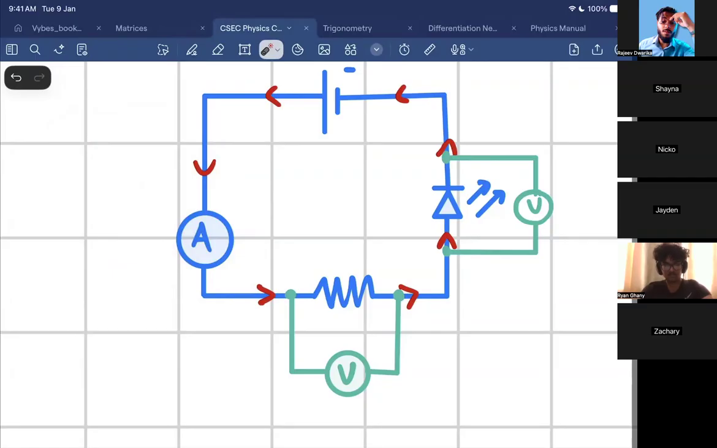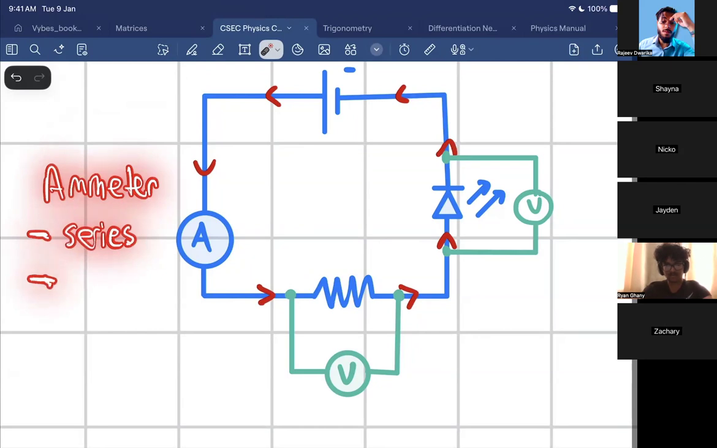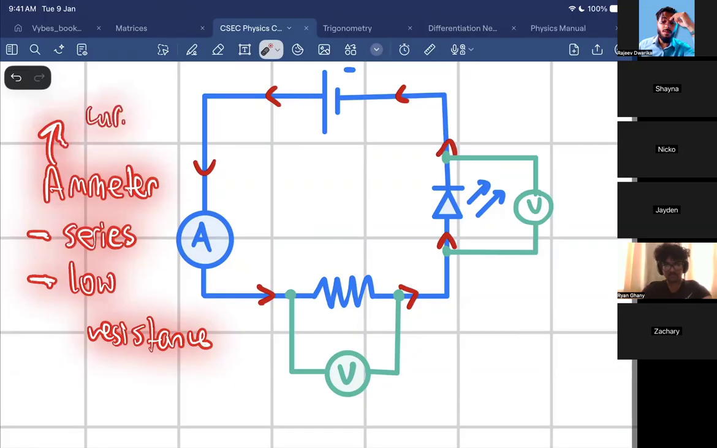So, long story short, when you are using an ammeter, it needs to be connected in what? In series. And should it have a high resistance or a low resistance? Low resistance. Everybody okay with that? Yes, sir. What does an ammeter measure? Current. And what is the unit for current? Amperes.